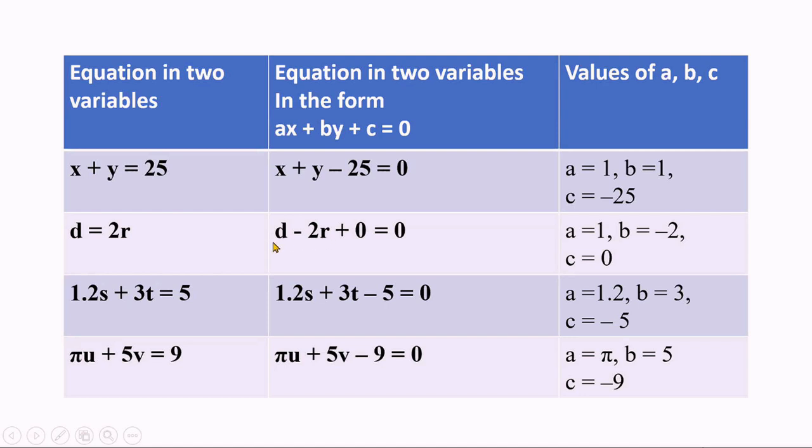We have converted this equation into this form, that is the general form. So D, we can write it as, we take 2R to the left-hand side, it becomes D minus 2R plus 0 is equal to 0. So what is A here? A is equal to 1, B is equal to minus 2, and C is equal to 0.